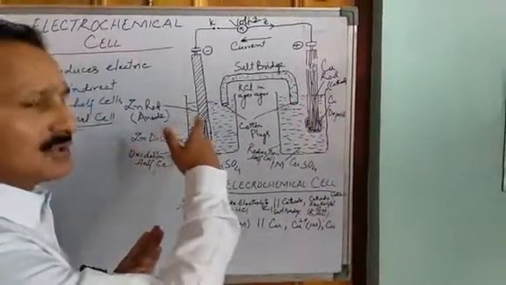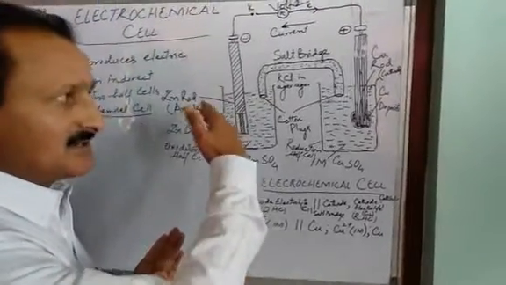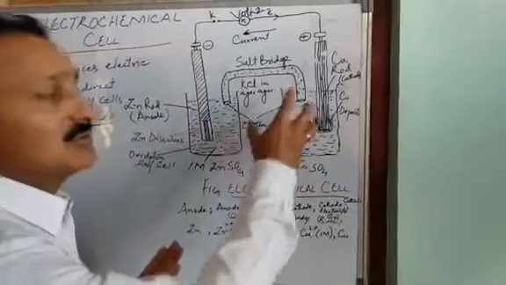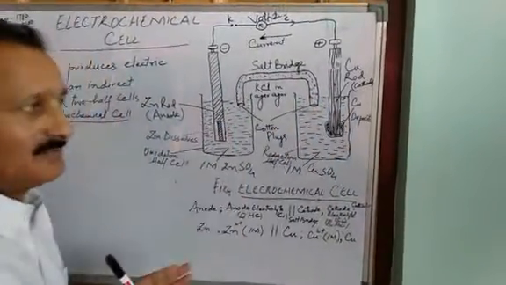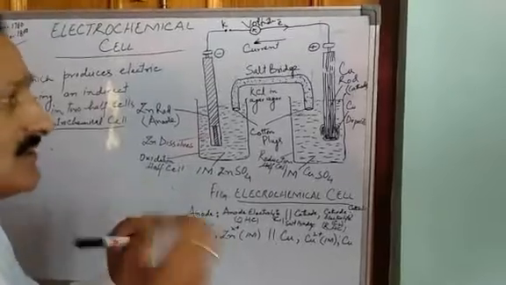Oxidation, why? Because oxidation will take place in this cell. I will discuss this later on. While reduction will take place in this half cell, so it will be known as the reduction half cell. So there are two half cells. Both half cells are made up of glass.